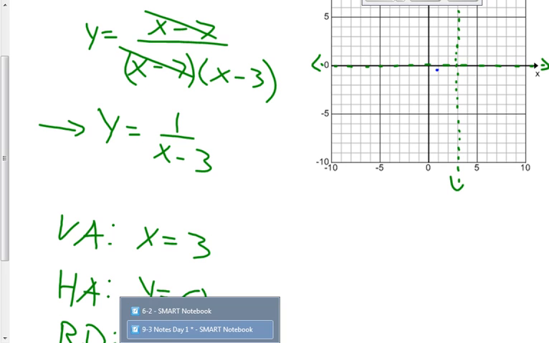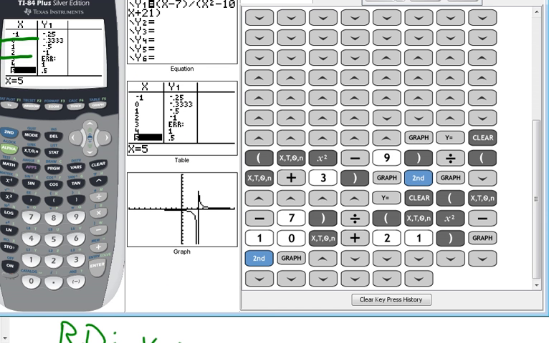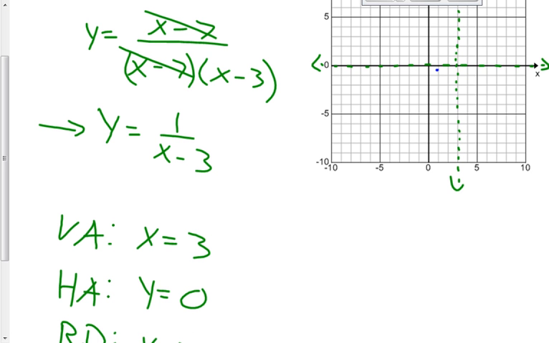and I have a short memory. What was the other one again? At right 2, down 1. Right 2, down 1. So I'm going to connect these 2 points, and I'm going to follow my asymptotes.